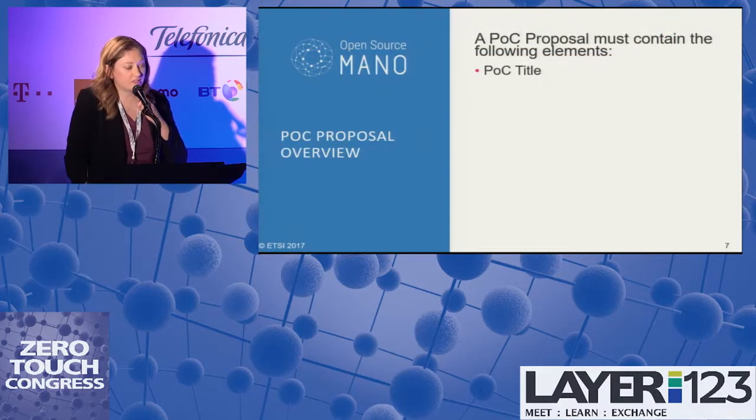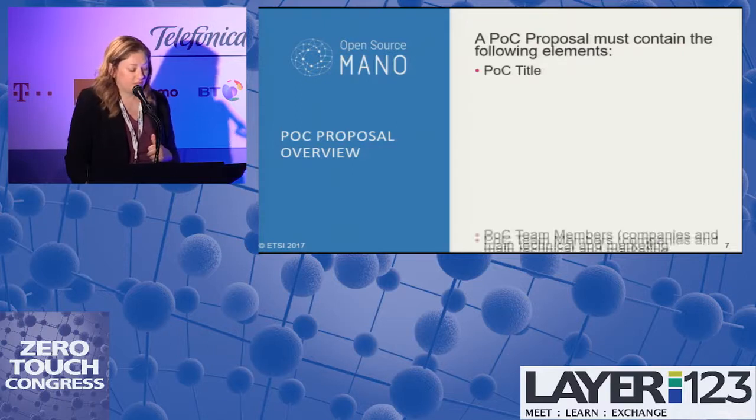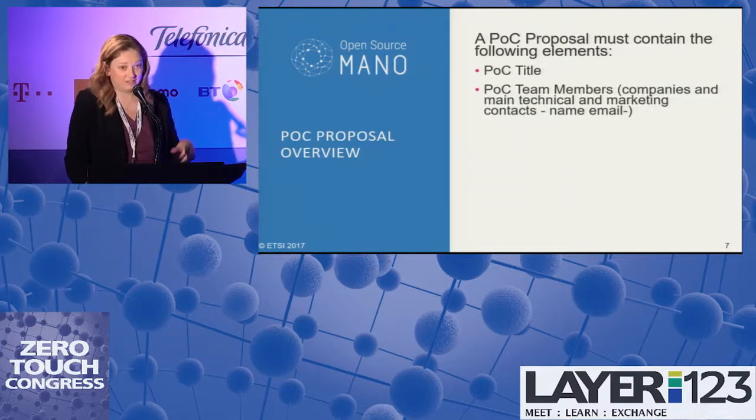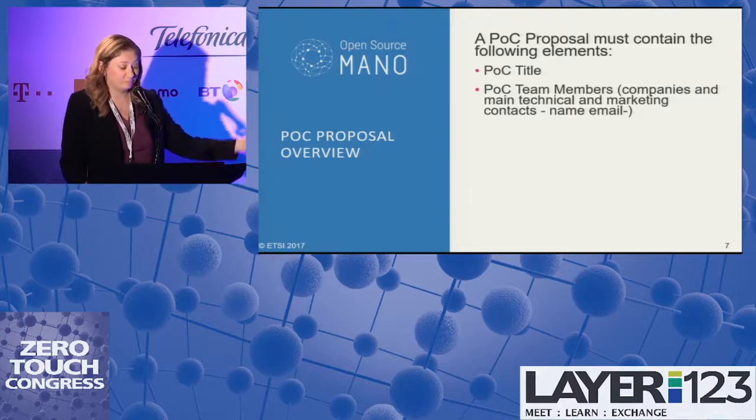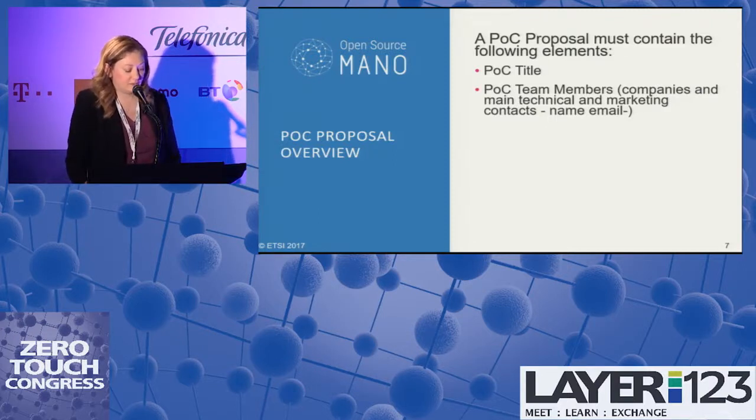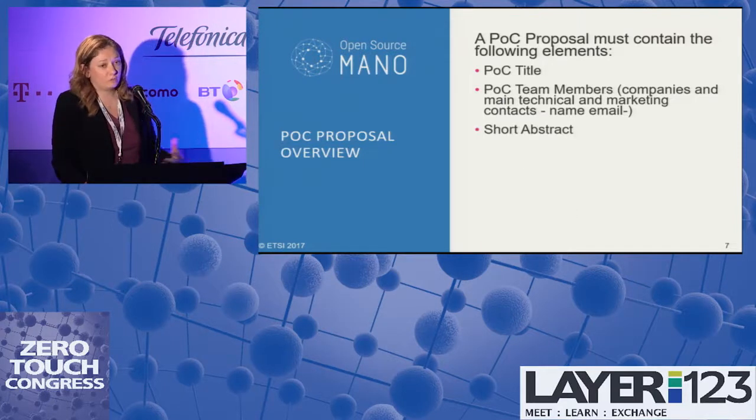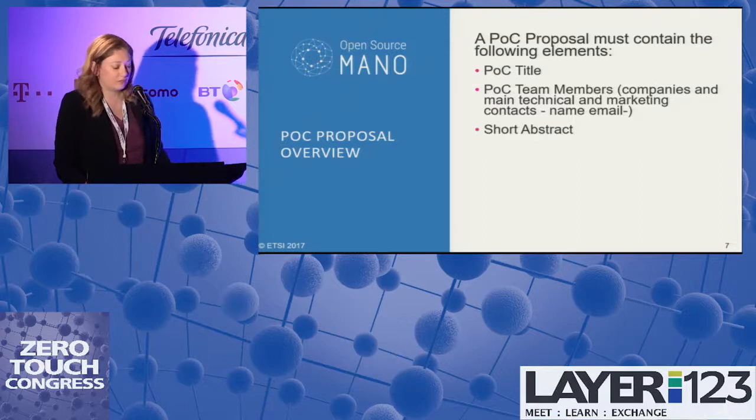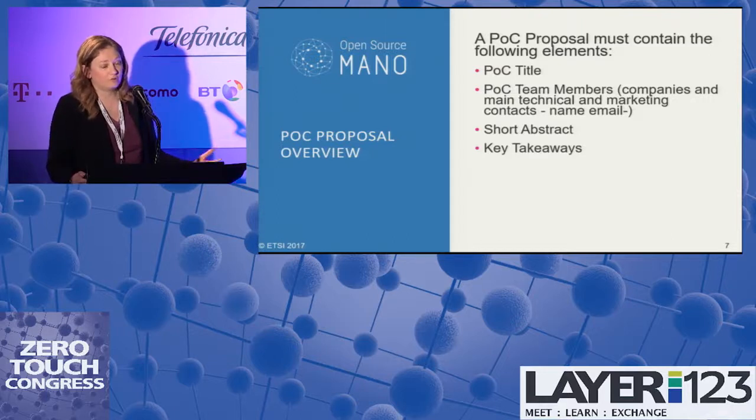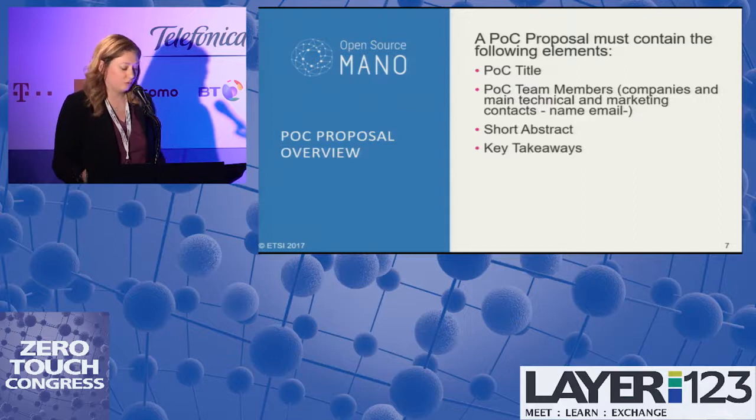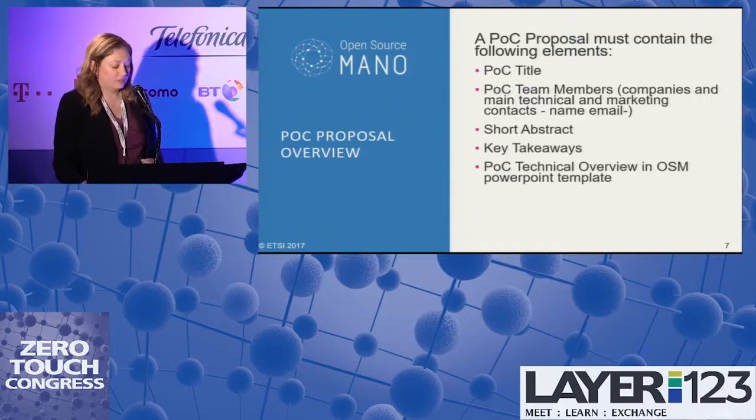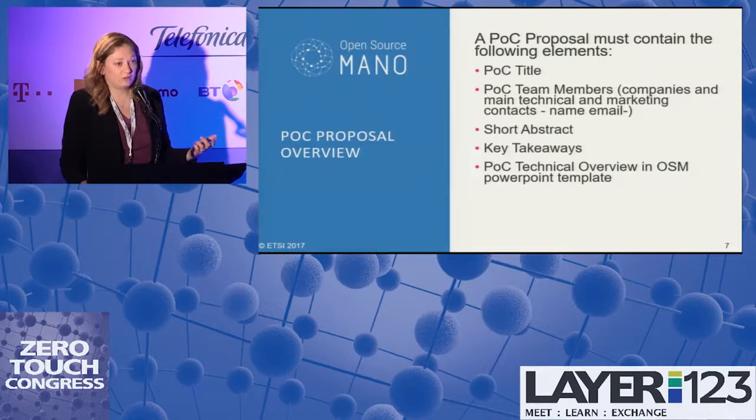And so the proposal itself must contain the following elements, or rather the email that you send to the community must contain the following elements: a title, the team members and participating members, a short abstract of what it is you're trying to achieve and what you're demonstrating, what the real world use case is that you're showing in this POC, the key takeaways that you're expecting people to walk away from after they've reviewed your POC or watched the video, and the POC technical overview in the OSM PowerPoint template, which is freely available on the OSM website.